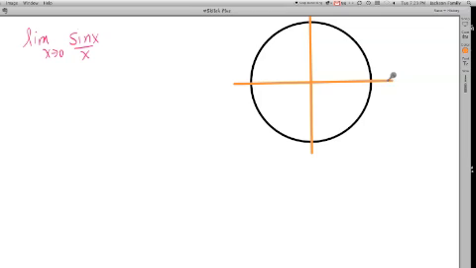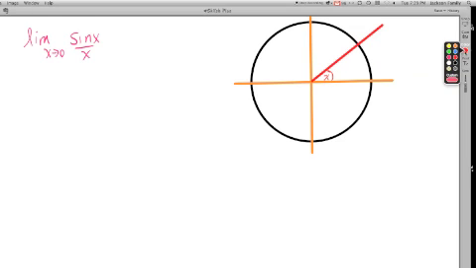And let's just go ahead and draw an angle x. Now remember, we're thinking about this x as it approaches 0. So let's go ahead and make an angle x. Now the radius of our circle, remember, is 1. Let's go ahead and play with this circle a little bit and see if we can get something that looks like our sine of x over x.